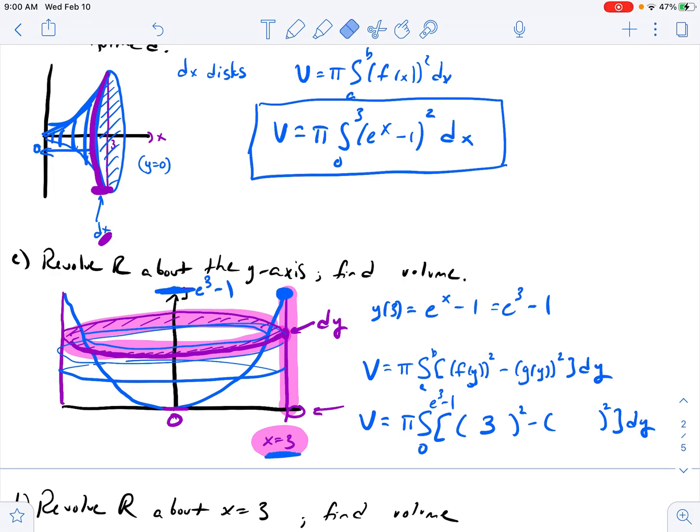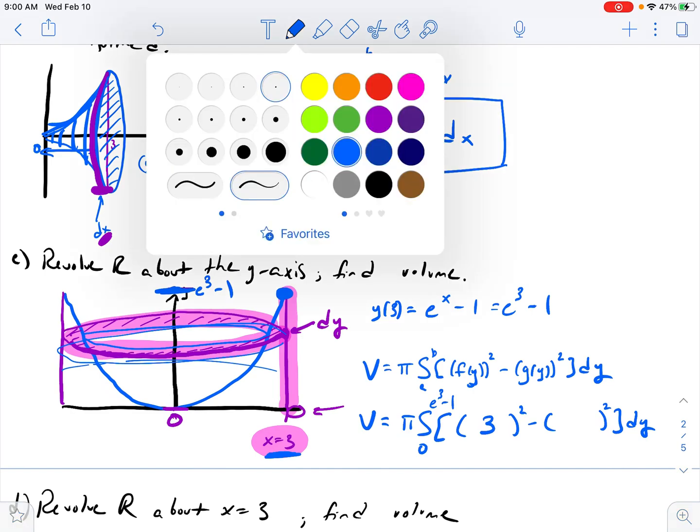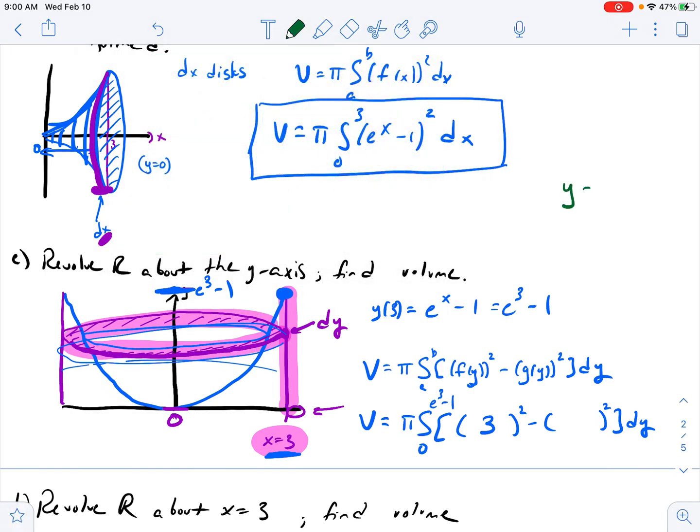For the other one, the inner function, the blue one, here's where we've got to be careful. The blue equation is y equals e to the x minus 1. So again, we've got to get x by itself as a function of y. So I'm going to add the 1, and now it looks like we're going to take the natural log of both sides to get rid of the e. And this now is how we represent the inner function.